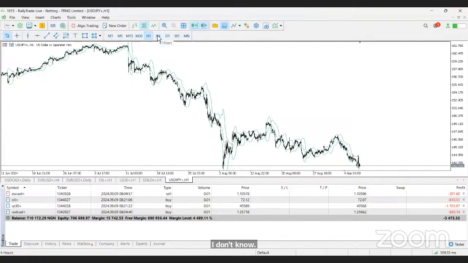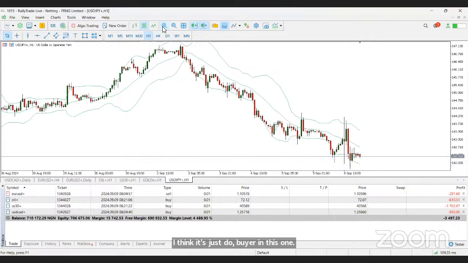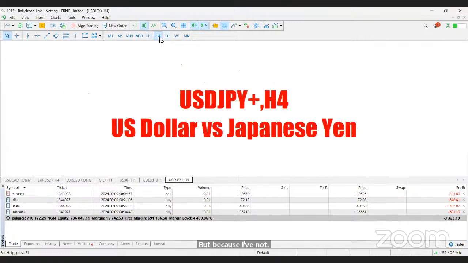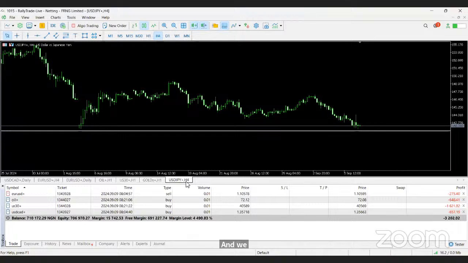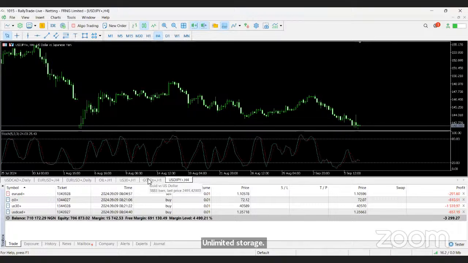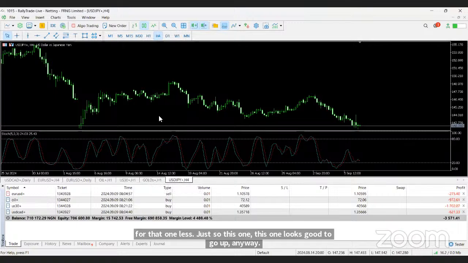I don't like gambling, but I've not seen a confirmation signal that this one should go up. But let me check with H4 and with stochastic. Coming back for that one. Let's just hold on. So this one looks good to go up anyway. So we should just do a buy on USDJPY.